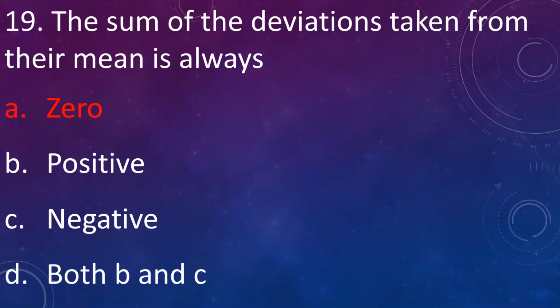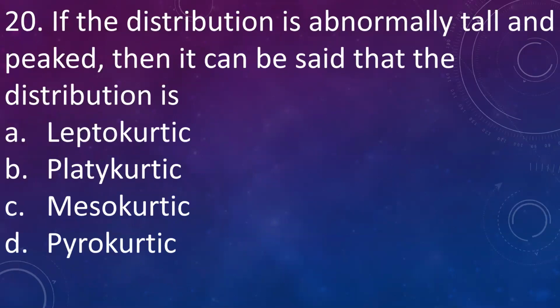If the distribution is abnormally tall and peaked, then the distribution is said to be A leptokurtic, B platykurtic, C mesokurtic, D pyrokurtic. Answer is leptokurtic. When it is abnormally tall and peaked, then it is called leptokurtic.